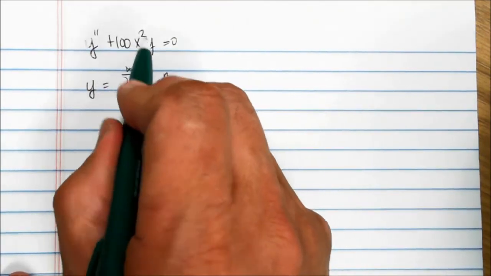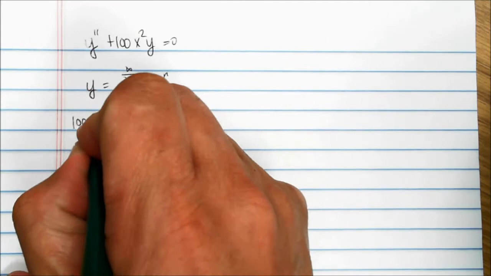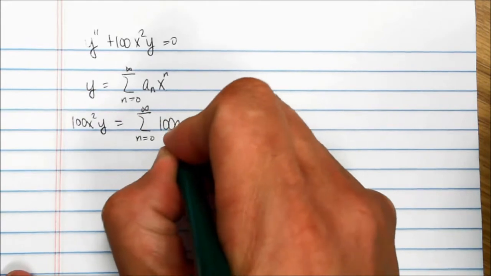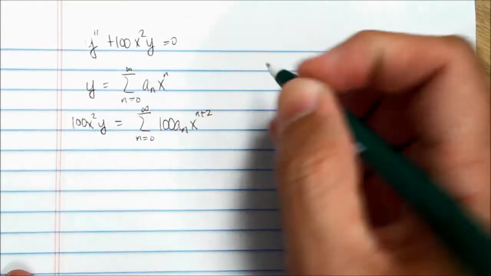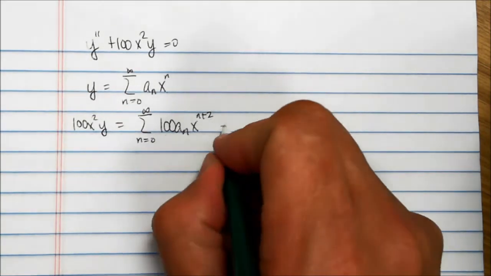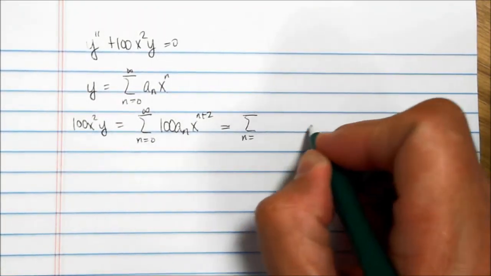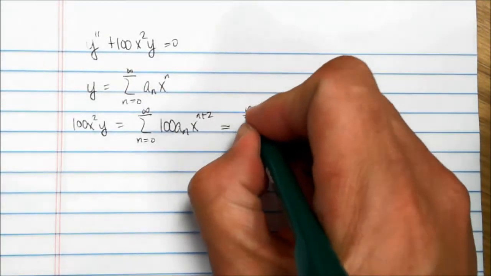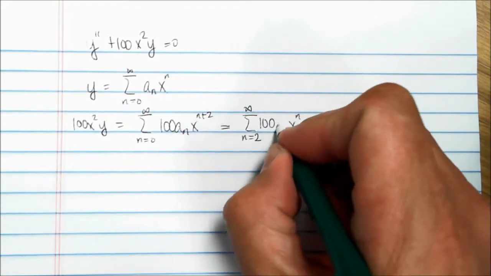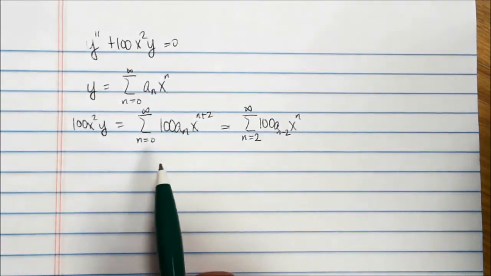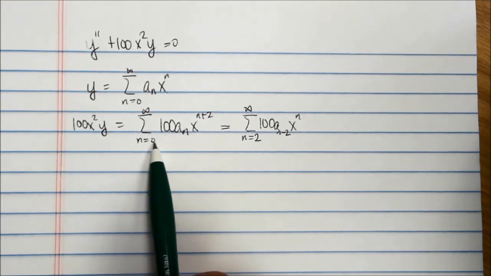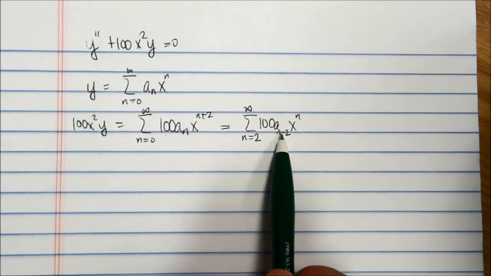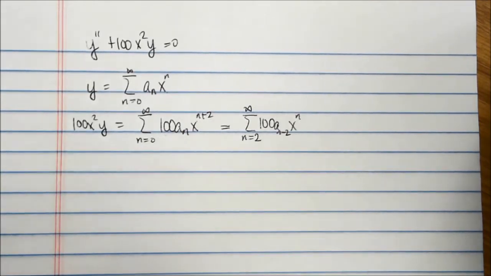Okay, now the first part is 100x²y, so let's multiply the series by 100x². So summation n = 0 to infinity of 100 a_n x^(n+2), multiplying by 100 and also x². And then let's shift the index so that I have x^n here and not x^(n+2). To shift the index, I'll start at n = 2, 100 a_(n−2). A quick double check to see if this actually worked: if I plug in 0, I get a_0 x². If I plug in n = 2, I get a_(2−2), which is a_0, x². So it checks.